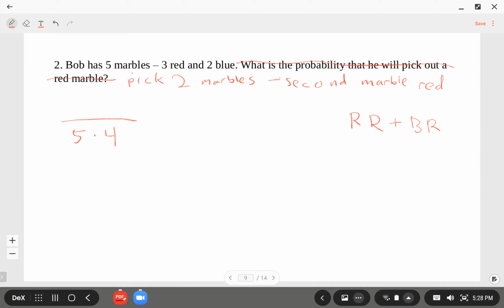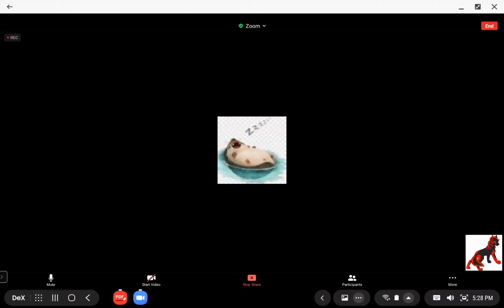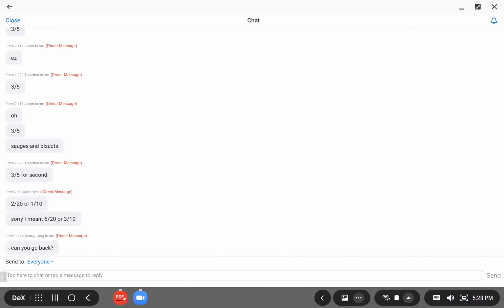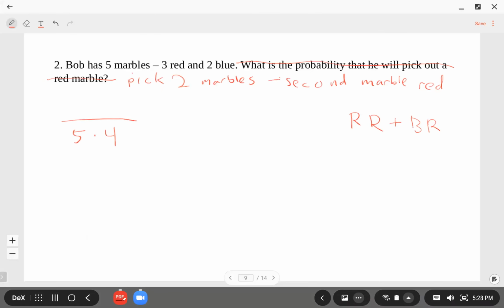Let me see Kaixi's answer again. Already I notice that Kaixi's answer is out of 20 or 10. You can simplify it, and she's on the right track, I think, because our denominator is also 20.